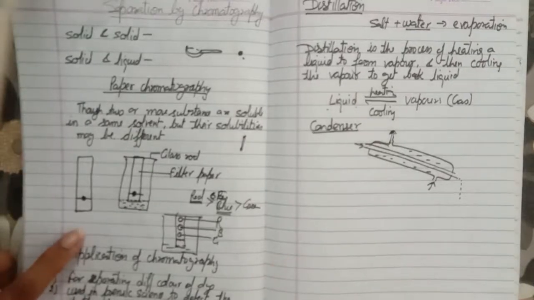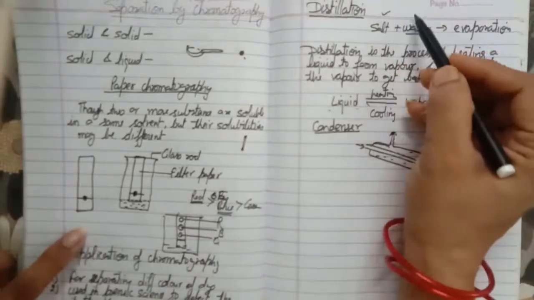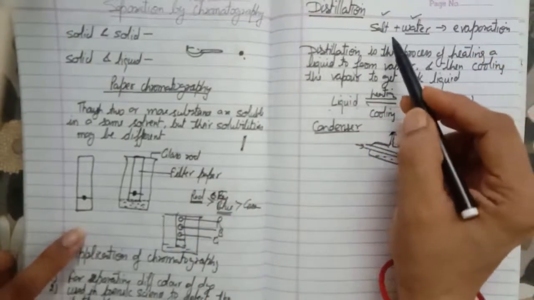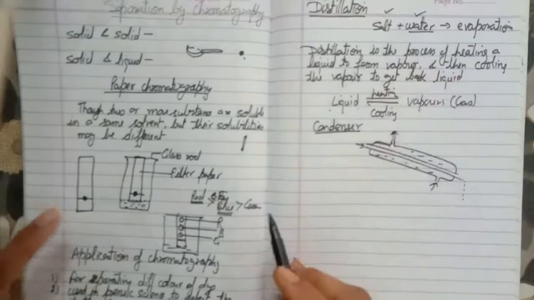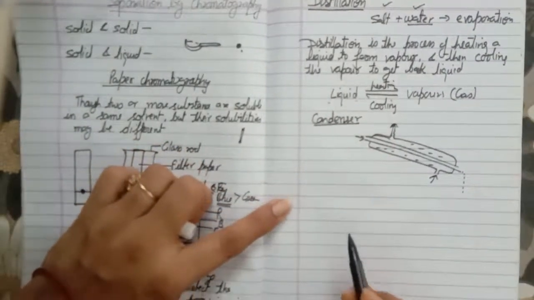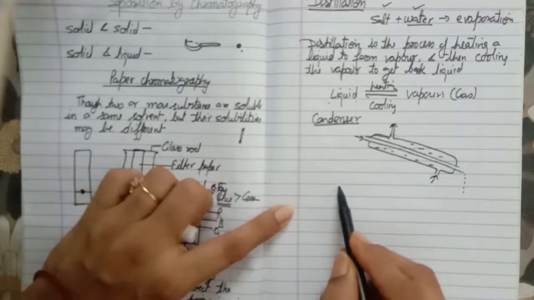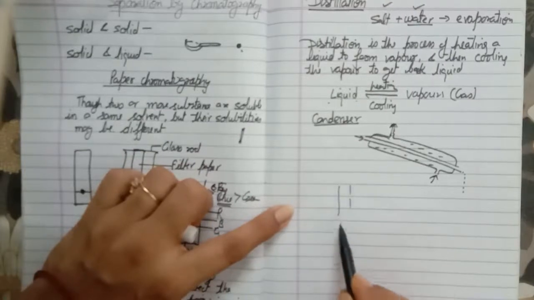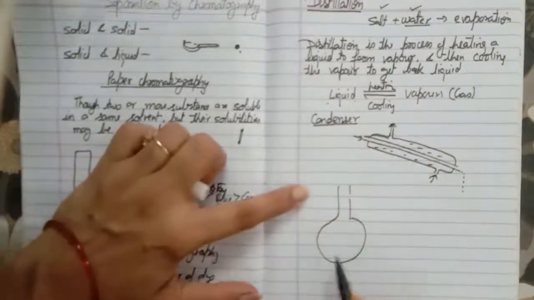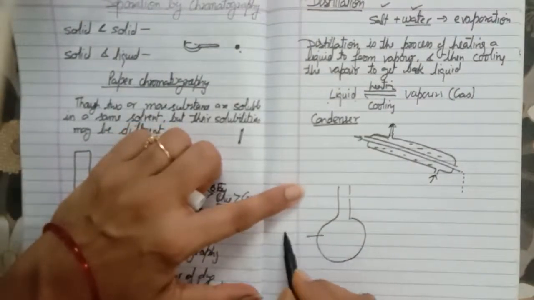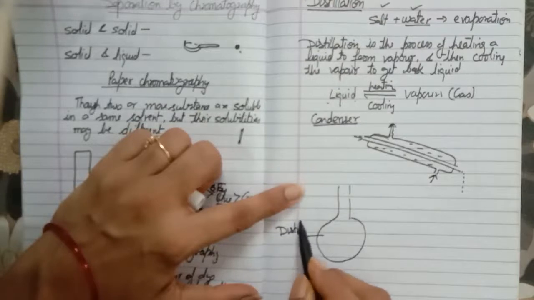So now I'm going to explain the process of distillation. I'm taking one example. Suppose we have a mixture of salt and water, and we want to separate the salt and the water from each other. Then in the distillation process we use a round bottom flask. This is a round bottom flask, which is rounded at the bottom like this. This is also called the distillation flask.